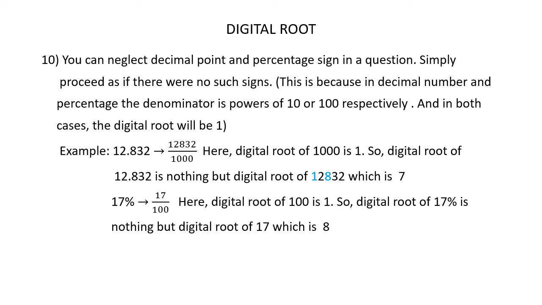Now 17% can be written as 17 divided by 100. Here the digital root of 100 is 1. So the digital root of 17% is nothing but the digital root of the numerator 17, which is 1 plus 7, which is 8. So 8 is the digital root of 17%.